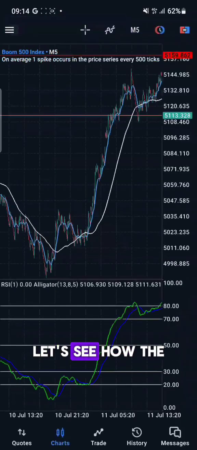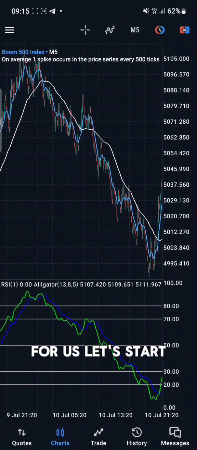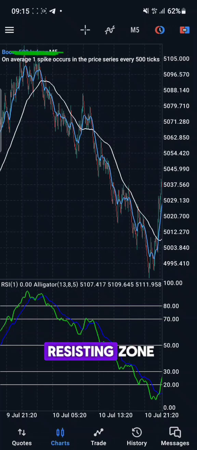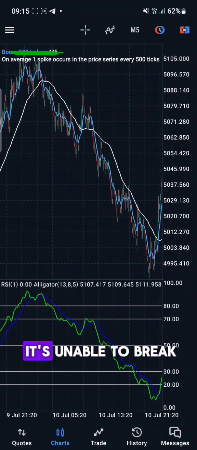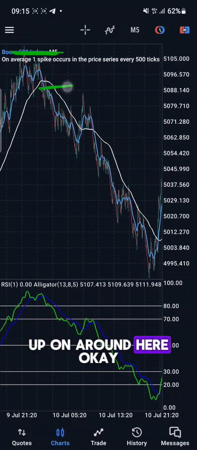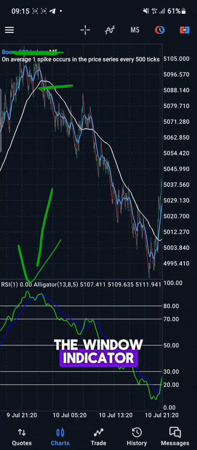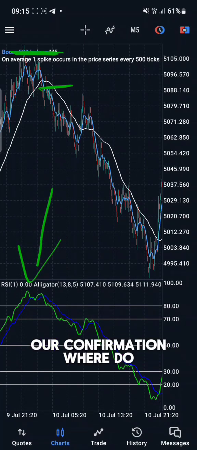Now let's see how the indicator or the setup will work for us. Let's start with a sell signal. Here is a resistance zone, and of course if it's unable to break out from there, then the sell should happen, and of course it happened around here. Okay, but before we can be sure that it's going to happen, we need to confirm it from the window indicator. Okay, so now let's do our confirmation.